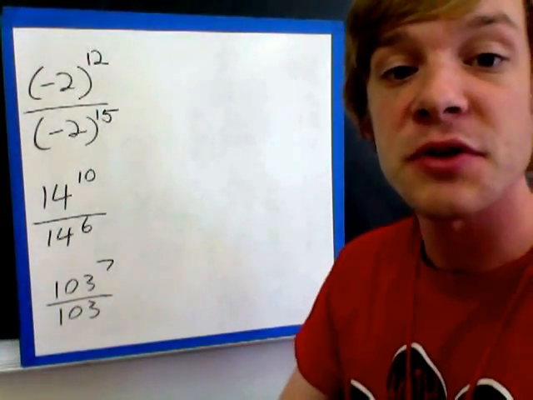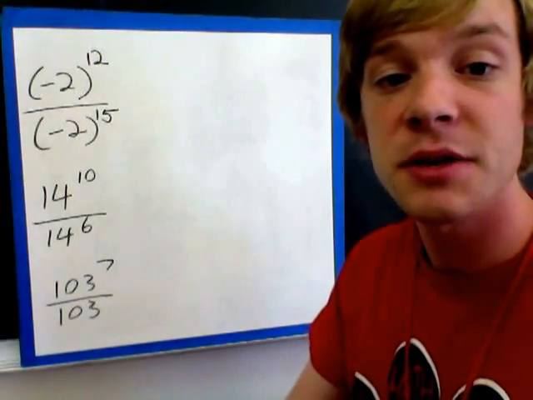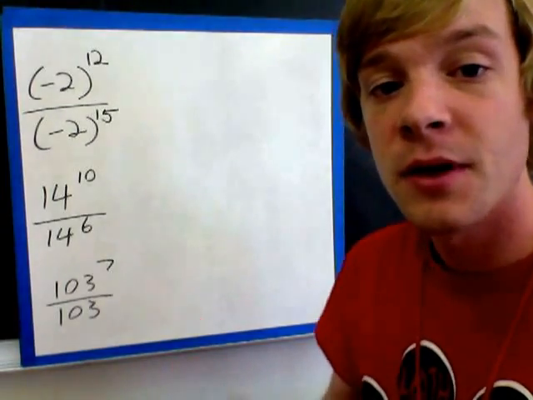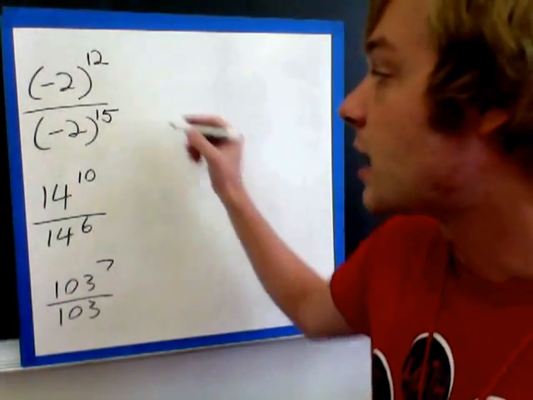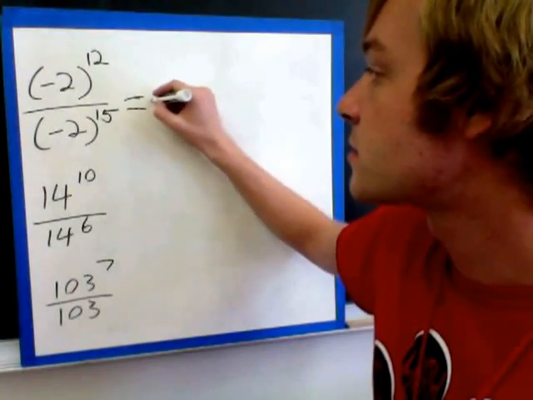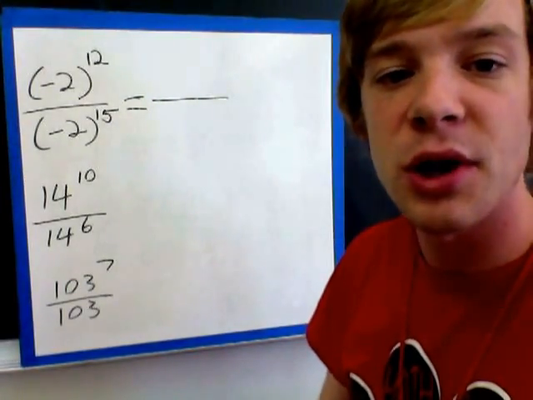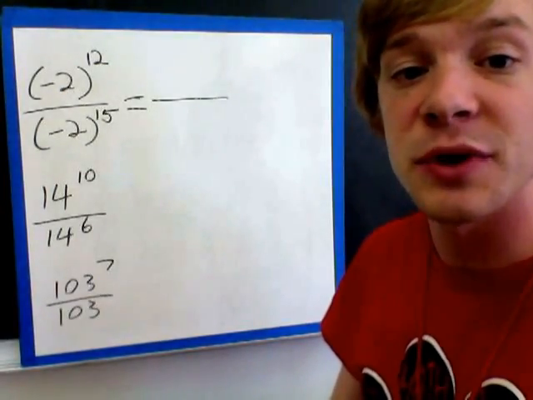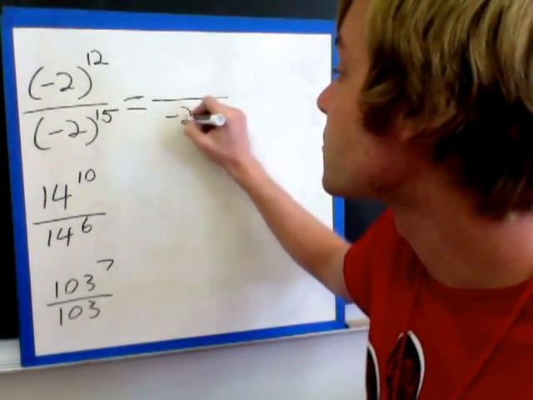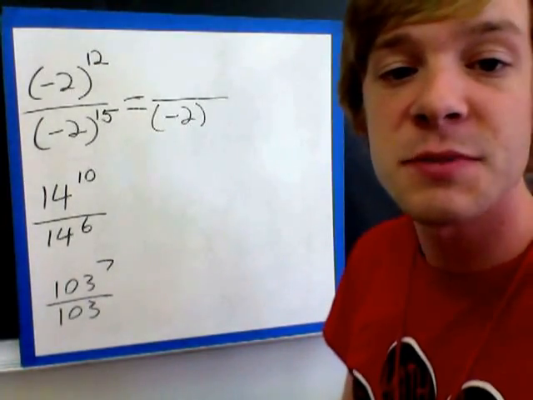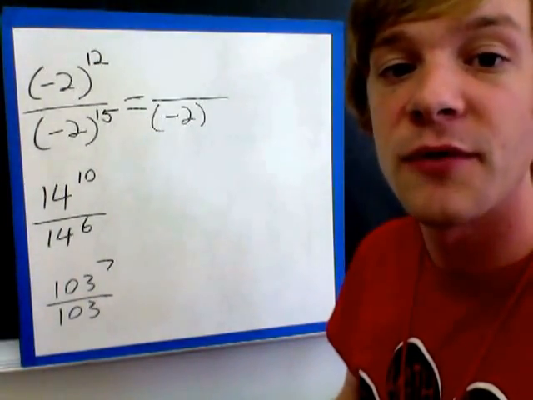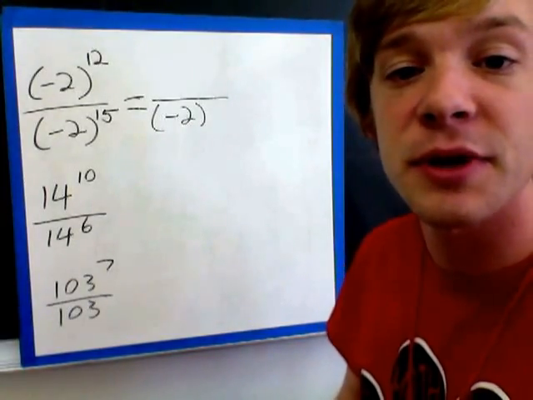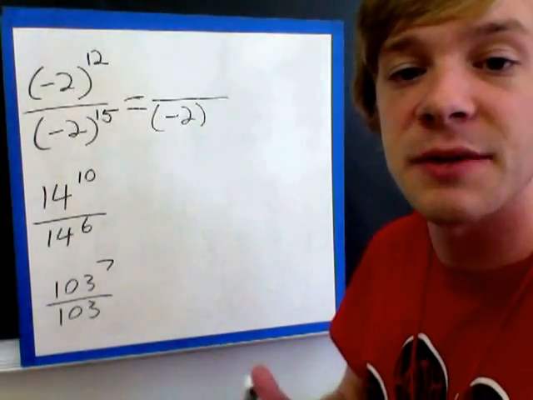As usual, if you think you can solve these examples before me, go ahead and pause the video and go through these examples yourself. So for the first example up here, I'm going to write out my new fraction. And since my larger power is in the denominator, I'm going to write my base in the denominator, so I'm going to have negative 2 in parentheses. Then I'm going to subtract 15 minus 12. Well, 15 minus 12 gives me positive 3, so I'm going to have a positive 3 as my power outside the parentheses.